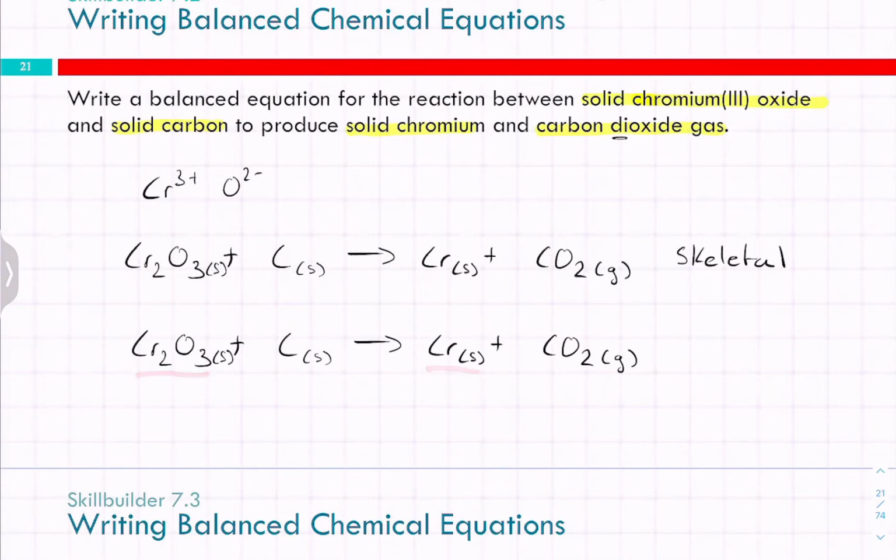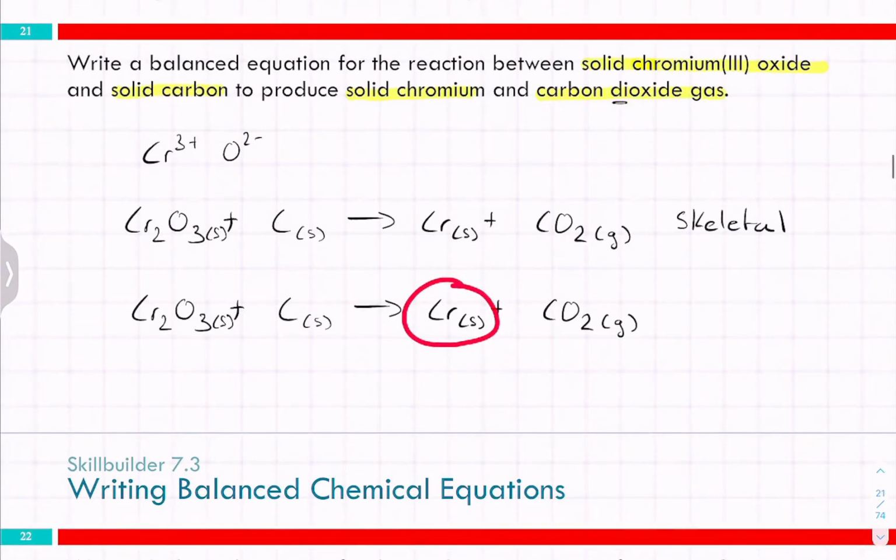So chromium exists as a free element, so we're going to balance that. Not going to balance that yet. We want to balance oxygen, actually, because it doesn't exist as a free element. It's the only thing that doesn't exist as a free element. So how do we balance oxygen?